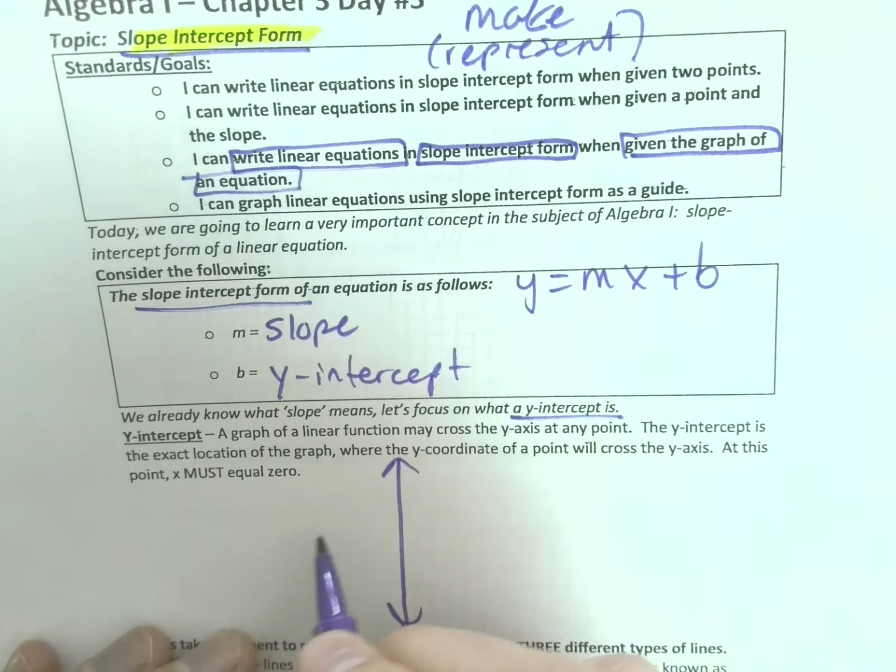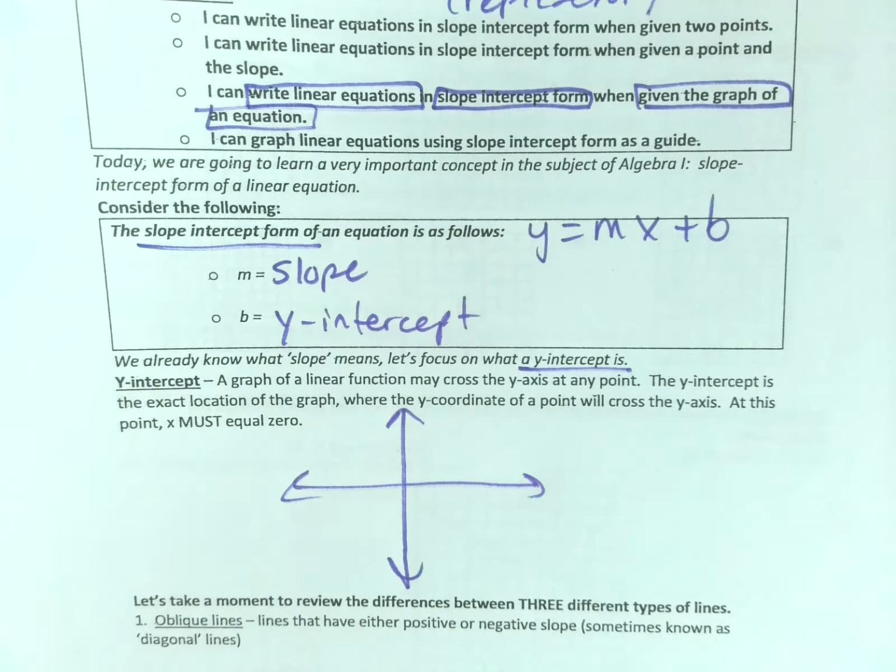So now, everybody get to use your artistic ability here. Give me a coordinate plane. Kind of like what I drew right there. We're just creating it right now. Drawing. 1, 2, 3, 4, 5.